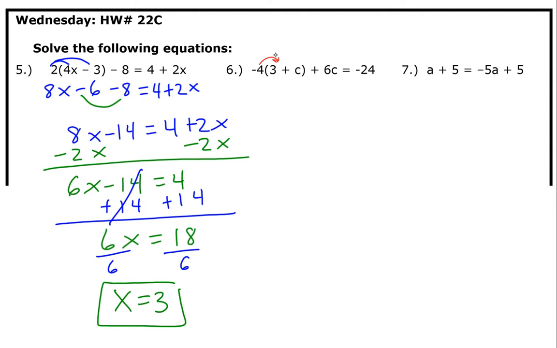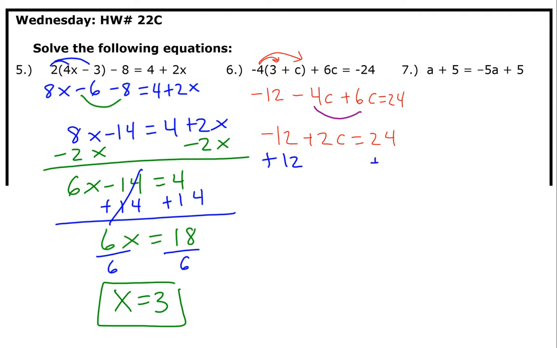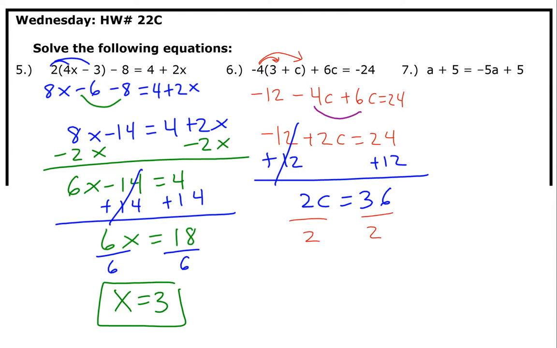Question number 6 also requires some distributing. Negative 12 minus 4c, and then I just copy the rest of these terms. Again, my left side has some like terms here, the variable term this time. So negative 12 plus 2c is equal to 24. Now my left side and my right side both have constants, so I'm going to use my addition property of equality here. 2c is equal to 36. Divide both sides by 2, and I get my final answer.